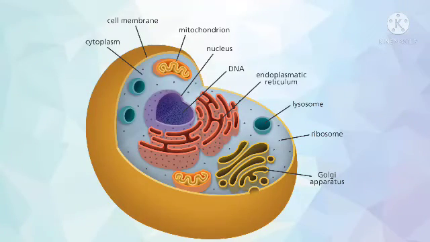So this was all about our lesson, cell structure and function. Cells are the basic building blocks of all living things. They provide structure for the body, take in nutrients from food, convert nutrients into energy and carry out specialized functions. So studying about them is very important.